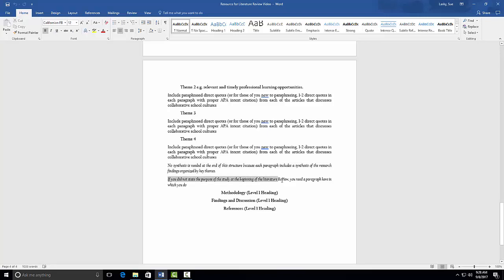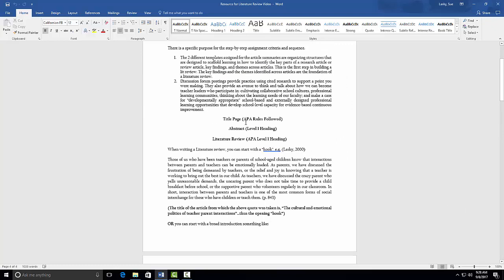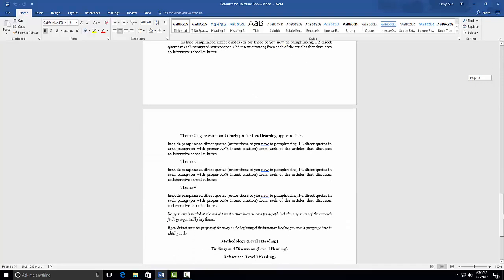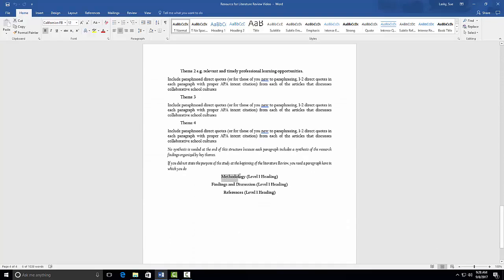If you did not state the purpose of the study at the beginning of the literature review, you need to go back and you need to restate it here. Okay? And then what I've included after this here are the headings for the rest of your paper. So let's go back to the beginning for a second and just look at the structure for your final paper. You're going to have a title page, an abstract, a lit review, which is what's all here, okay? Then you're going to have a method section, methodology, which is a level 1 heading, findings and discussion, and then you're going to have your references.